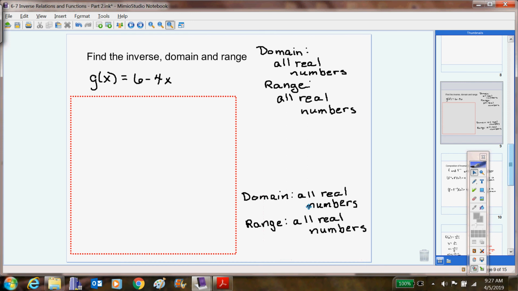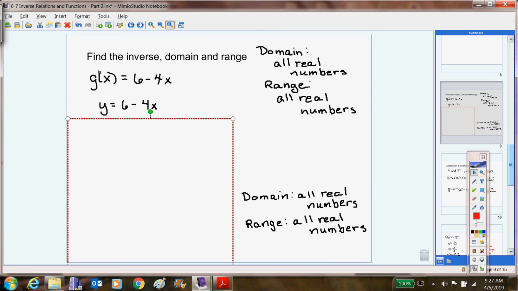So it might just be that you need to remember to answer the question and don't skip over that. But then switch your x and replace the g of x with y. And then what do?